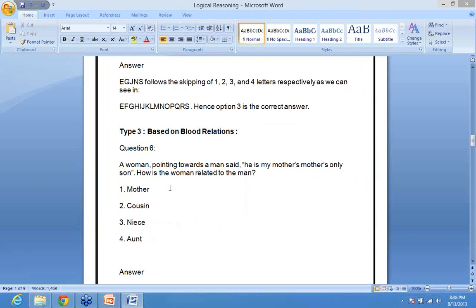This is the third type of questions which come in LR. First I'll cover all the types and then we'll move to the problem solving. So this is based on blood relations. And I think most of you are getting it right. Can I have some more responses? Syed Miran, no, you are not correct. Niece is the correct answer. Most of you have got it right.